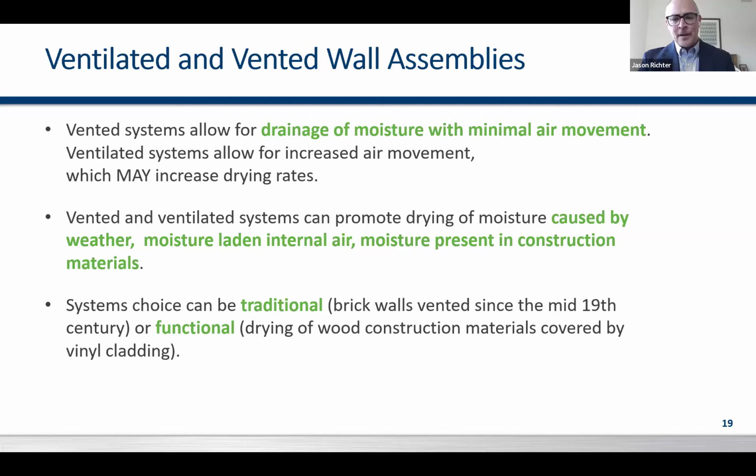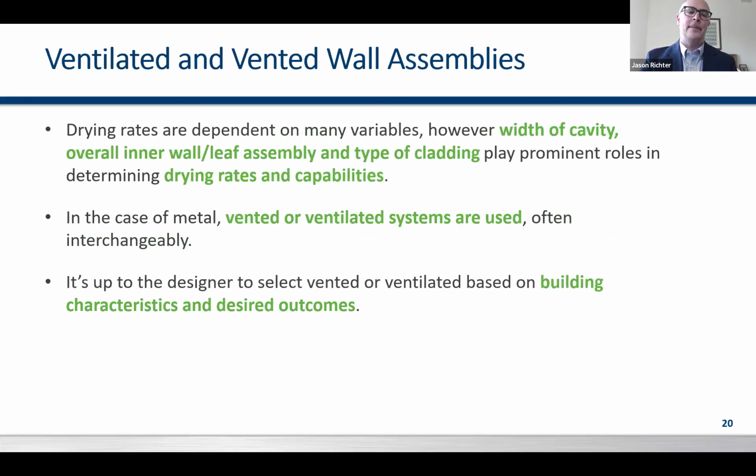So a lot of different traditional choices. You have bricks, masonry, things of that nature, and now in the functional, the drying wood construction materials covered by a vinyl or a metal cladding or something like that. Drying rates are dependent on a number of variables, and in that you've got to think about what the framing is versus what the cladding is. When you have wood framing and metal cladding, typically your wood's going to dry out and contract versus your metal being heated up and wanting to expand.